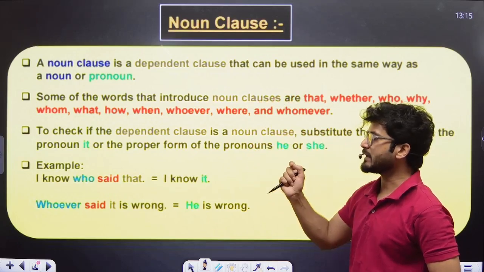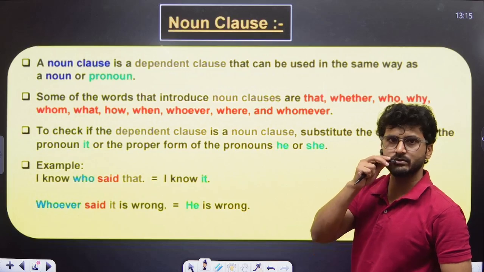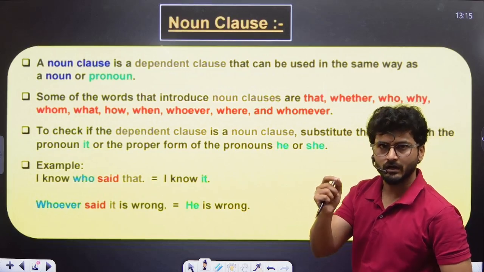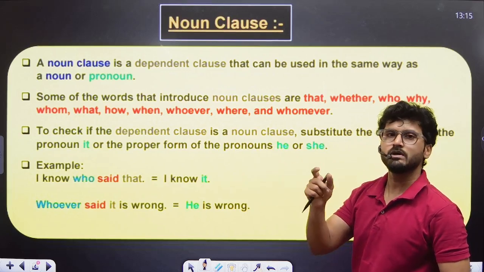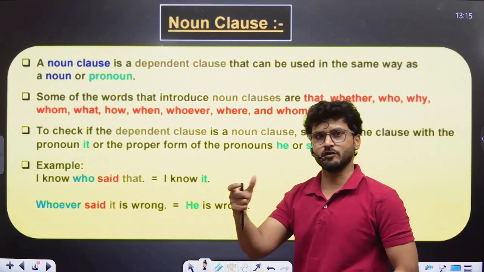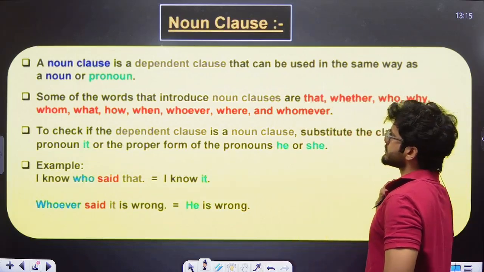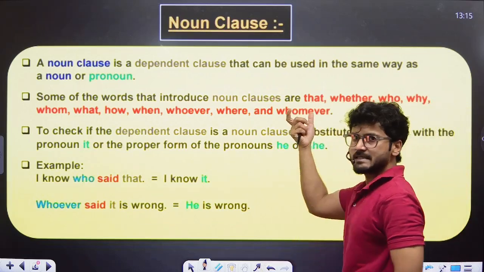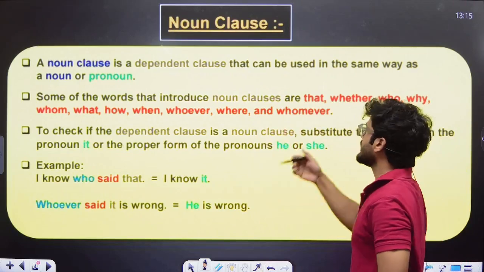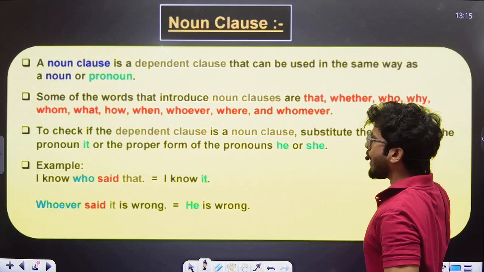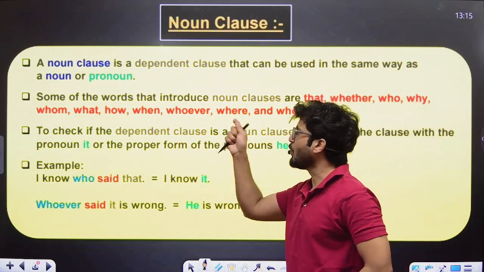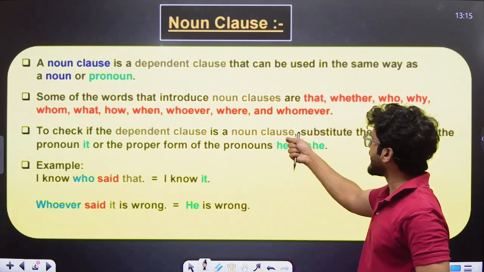And in the dependent clause only, we try to get the clause of noun, that is a noun clause, adverb clause, and adjective clause. Okay. So some of the words that will introduce a noun clause are the subordinating conjunctions which we have learned: that, whether, who, why, whom, what, how, when, whoever, where, and whomever.